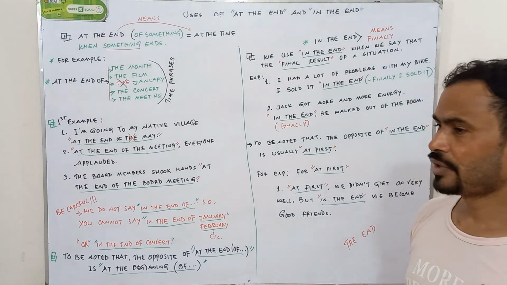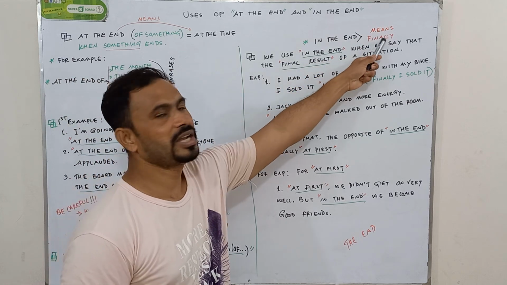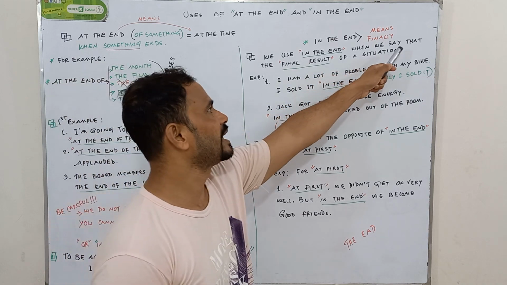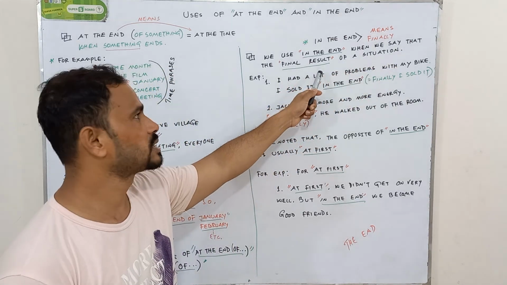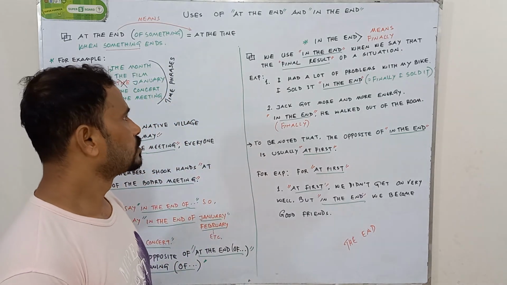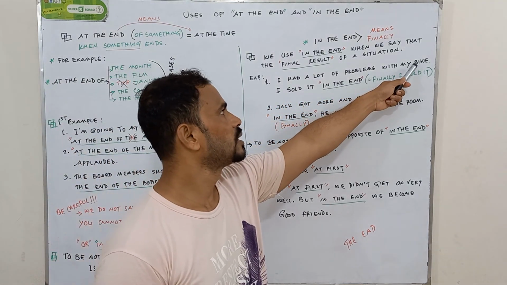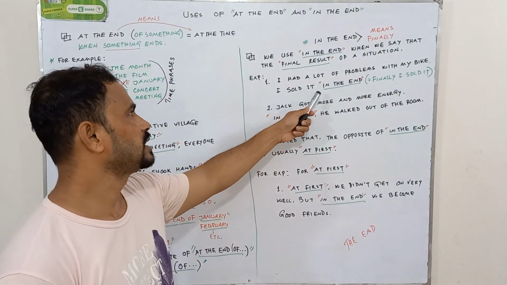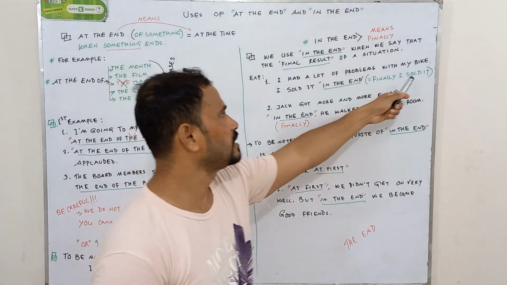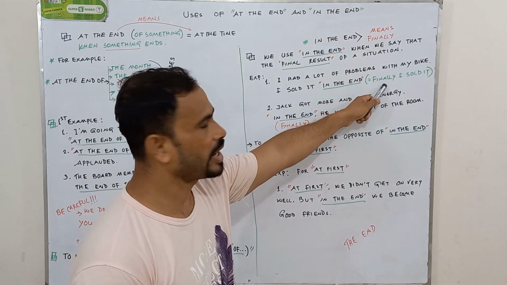Okay. So friends, let's talk about in the end. It means finally. We use in the end when we talk about the final result of a situation. So, my first example sentence is I had a lot of problems with my bike. I sold it in the end. It means finally I sold it. In the end here means finally.